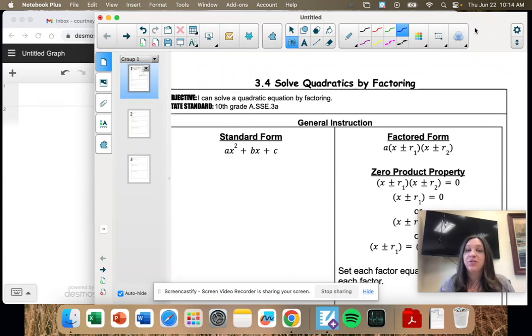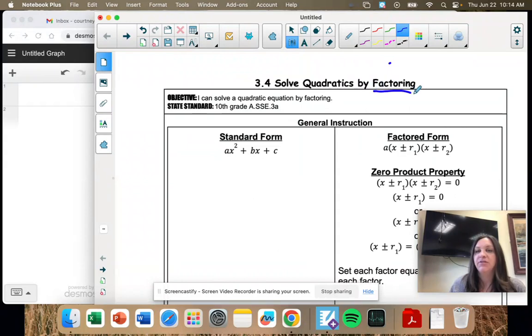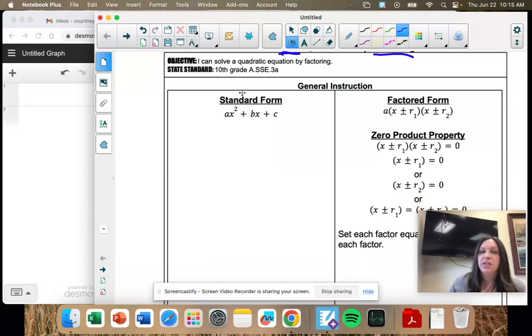Okay, 3.4, we're finally to solving. So this whole section has been teaching us to factor, but the main thing we do with factoring is solve. So just a reminder, standard form and factored form. This is the general look of factored form, but it's a number, which can be 1, and then it's usually x plus or minus the roots.